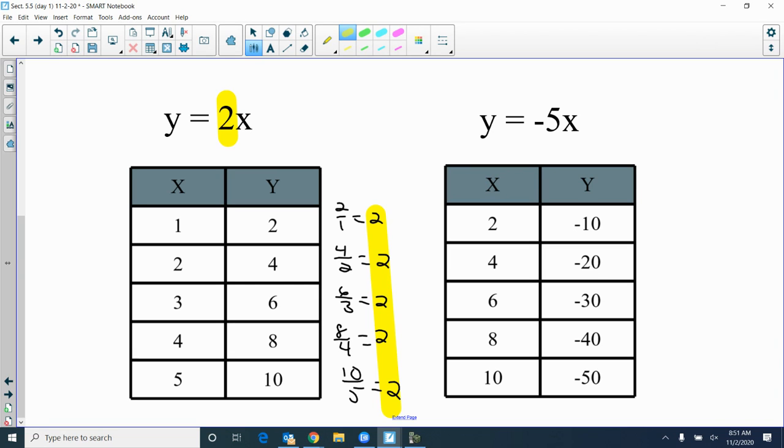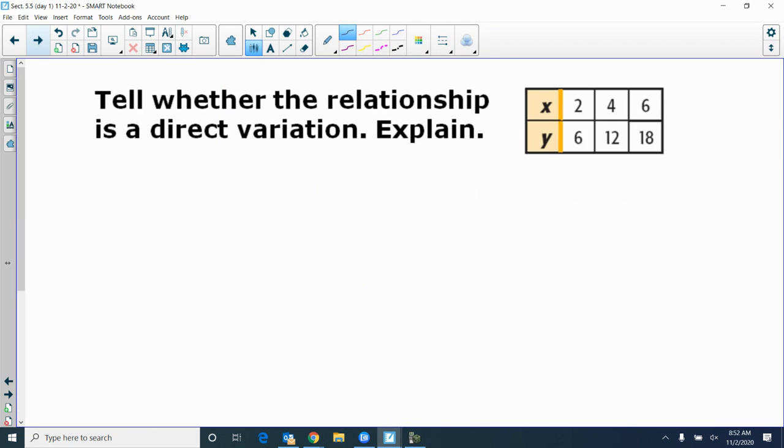Now you don't have this grid on your paper, but just pay attention. You have y equals negative 5x. If you plug in x is 2, you get negative 10. Negative 5 times 4 is negative 20. Negative 5 times 6 is negative 30. But if you divide y by x, negative 10 divided by 2 is negative 5, negative 20 divided by 4 is negative 5, and negative 30 divided by 6 is negative 5. That pattern is always going to happen. Now, if you're given the table, flip it over in the back.